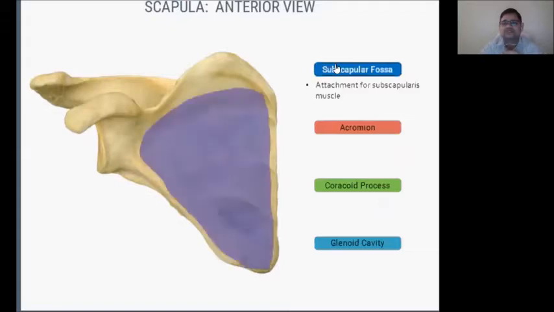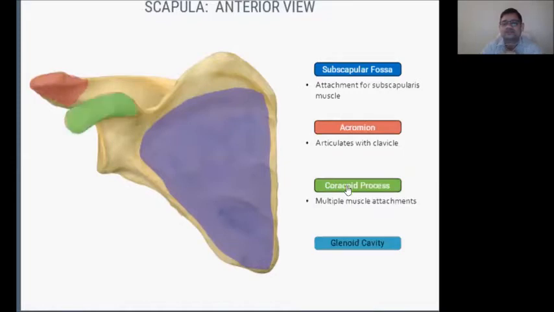So here you can see this color is subscapular fossa, that is the attachment for the subscapularis muscle. Then there is acromion, the highest point of the shoulder. You can understand it articulates with the clavicle, the lateral end of clavicle. Then there is coracoid process, which has multiple attachments like coracobrachialis, short head of biceps, and others also. Then there is glenoid cavity, which is the main target here. That is the gleno part of glenohumeral joint. It is a shallow cavity, which will be deepened by different other structures. We will see later on.